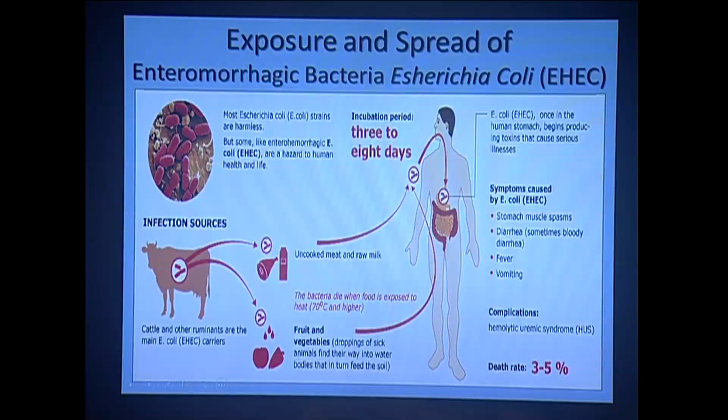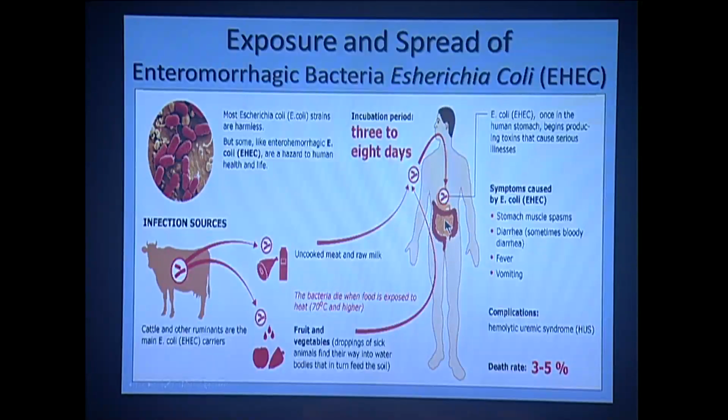E. coli actually comes mainly from cattle, and the moment it comes inside the human intestine, it will develop specific symptoms like stomachache, diarrhea, fever, vomiting within 3 to 8 days. So the source is food, and the toxin comes into the intestine, and there may be hemolytic uremic syndrome or HUS, and there may be death in 5% of cases. So this is a typical case of EHEC.